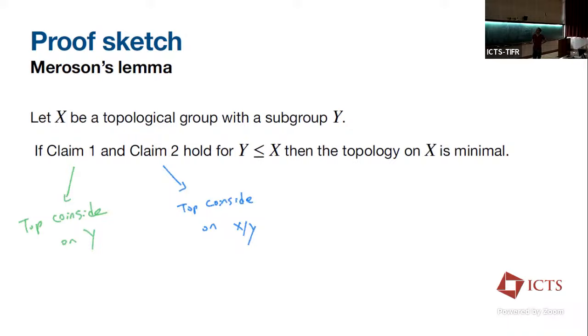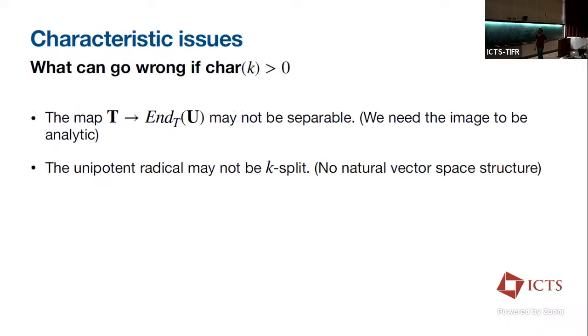Great. So where did I use the characteristic assumption? Because I want to appeal to some people in the audience here, who are really experts on positive characteristic, and maybe they can help me finish this territory. So we had this map from T to the endomorphisms of U using Schur's lemma. But this map may not be separable. And recall that we needed the image to be analytic. It's usually not a problem.